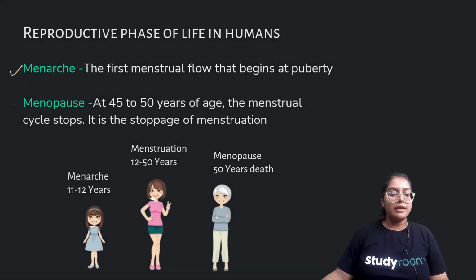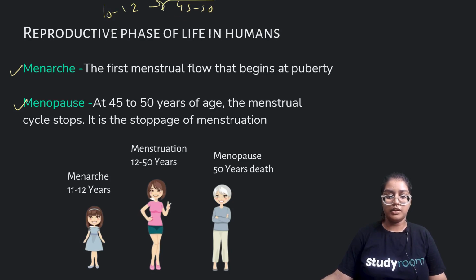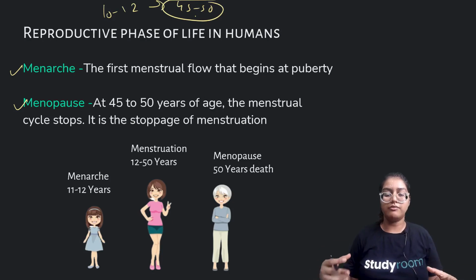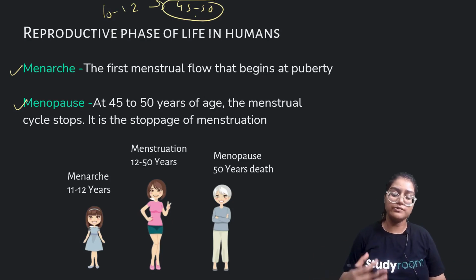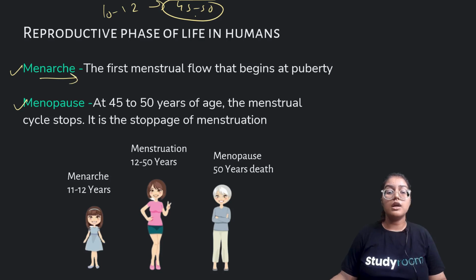Now, menarche and menopause. So we know the reproductive cycle of females starts from 10 to 12 and it ends at 45 to 50. So after this, females' eggs expire. After 45 to 50 years of age, we cannot reproduce, we cannot get pregnant. So menarche is the first menstrual flow that begins at puberty. So the first periods or first menstrual cycle is menarche. If you're already at the age of 12, you'll witness this, or you have already witnessed this, so you're familiar with this. And menopause is when the menstrual cycle stops.